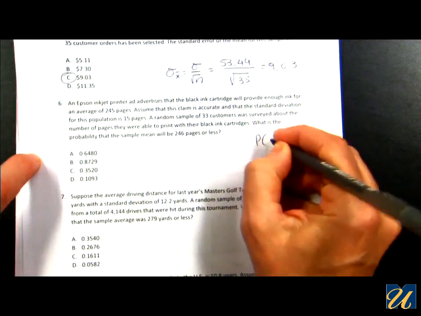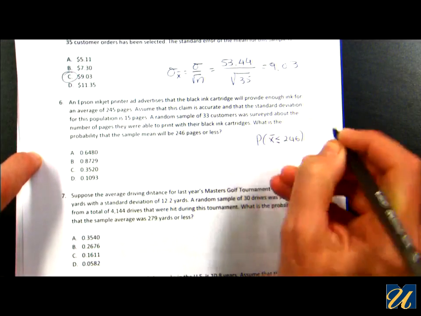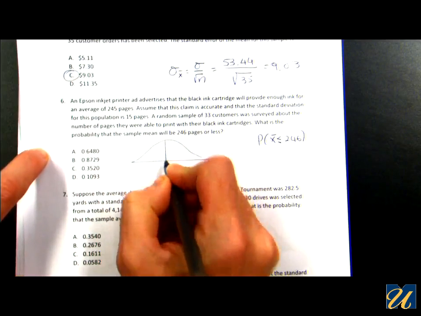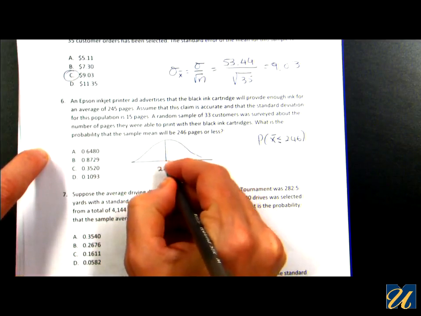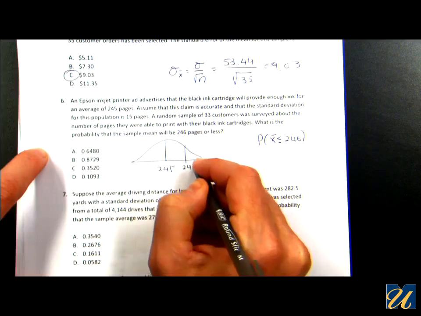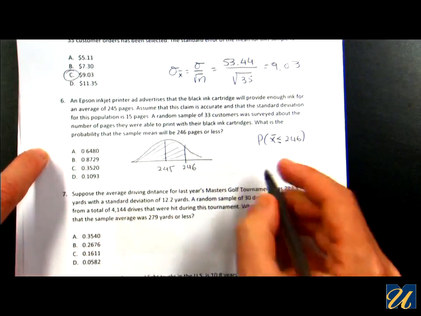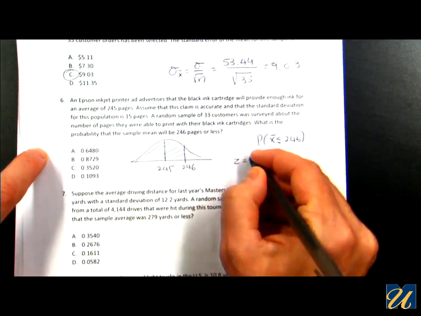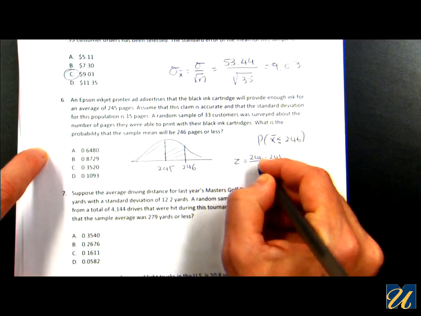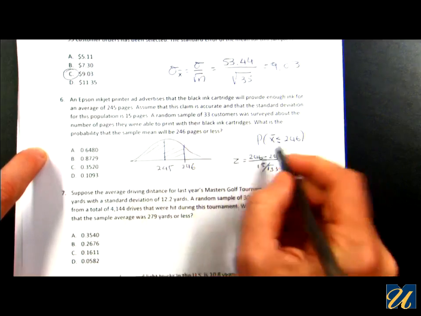So I'm looking for the probability of x bar to be less than or equal to 246. Normal distribution. We have mu x bar is 245. 246 is to the right. Less than or equal, I'm looking for this whole area. We calculate the z-score. The z-score will be equal to 246 minus 245 over 15 divided by square root of 33. Your sample size is 33.